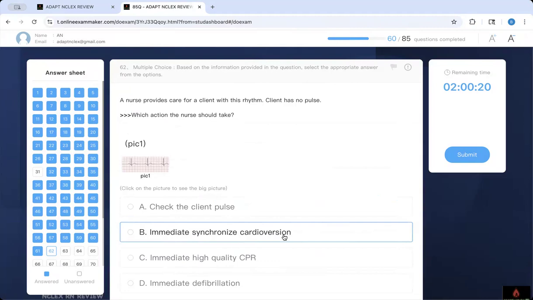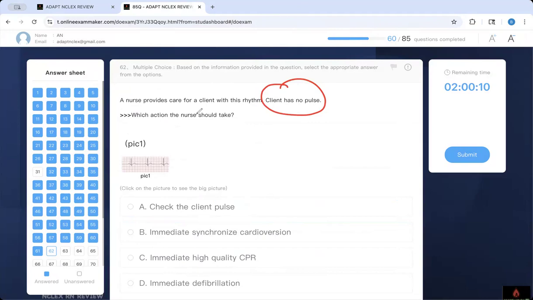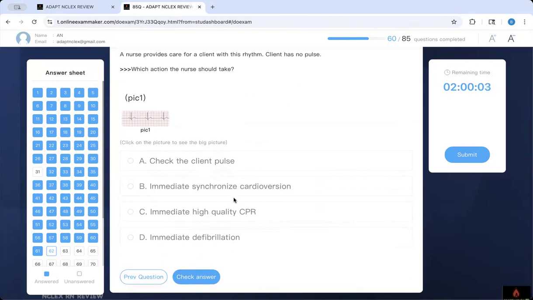And next, provide care for a client with this rhythm. Client has no pulse. That's the key. Which action should the nurse take? I have no pulse. Which action should I take? First, understand it. Am I going to check the client's pulse, immediate synchronized cardioversion, immediate high quality CPR, or immediate defibrillation?